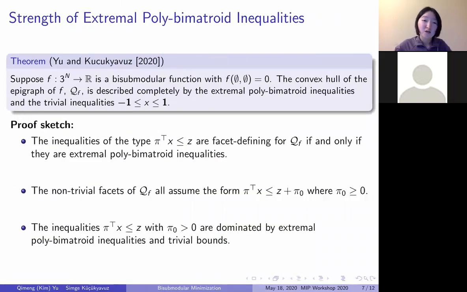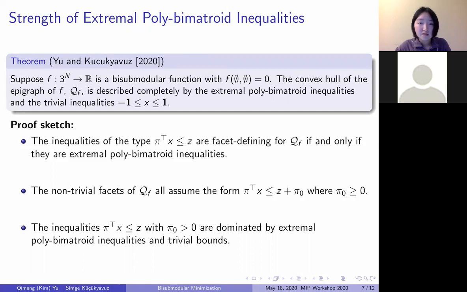In fact, we also show that the extremal polymatroid inequalities, along with trivial bound inequalities, that is, each x entry is bounded by 1 and minus 1, together fully describe the convex hull Q sub f. And here is a quick sketch of our proof. We first show that the inequalities of the given type are facet defining for Q sub f if and only if they're extremal polymatroid inequalities.